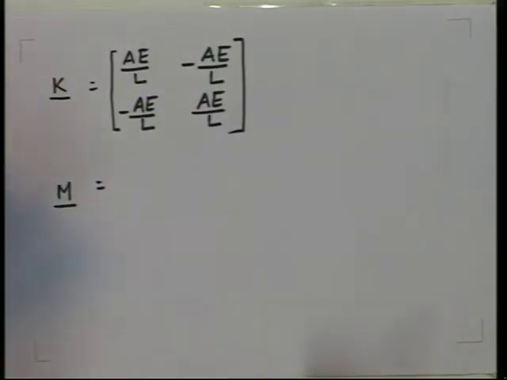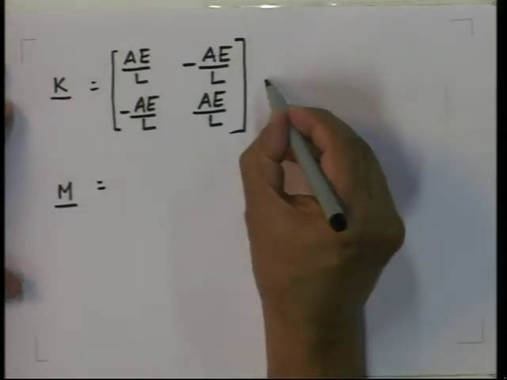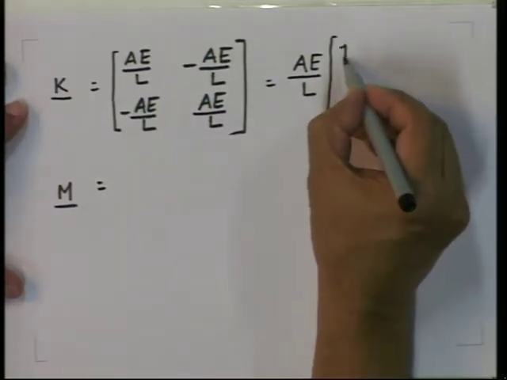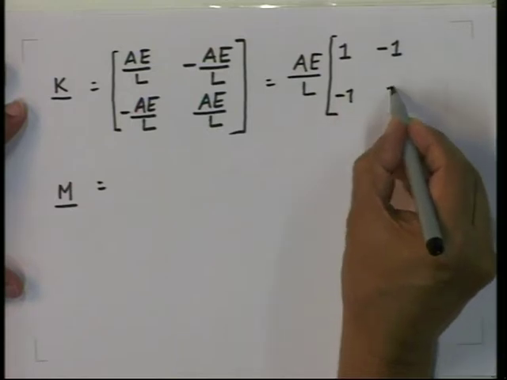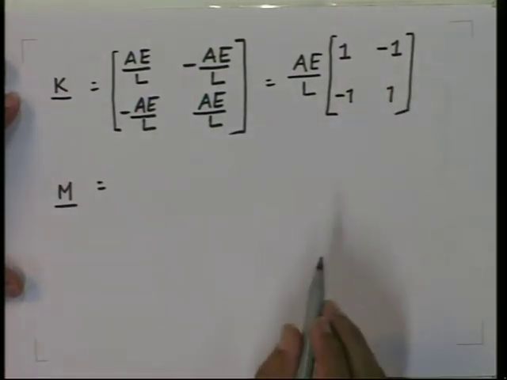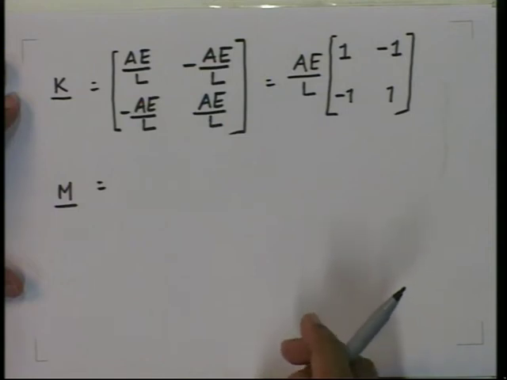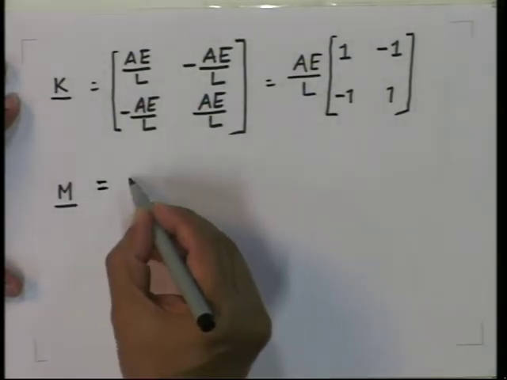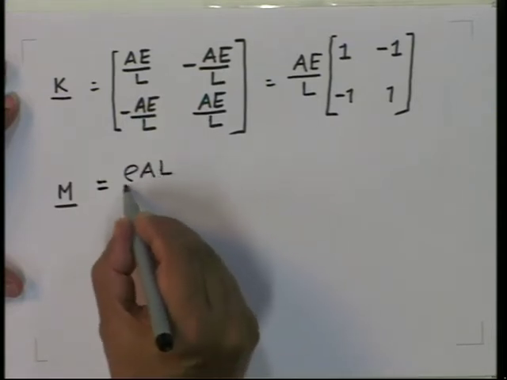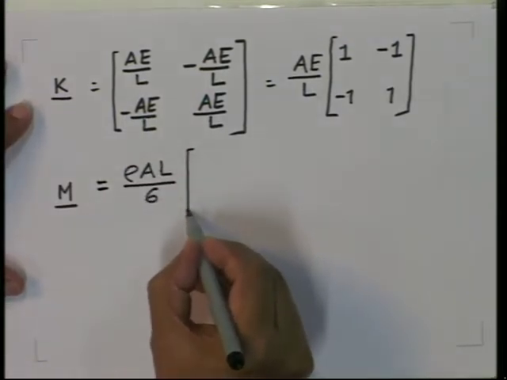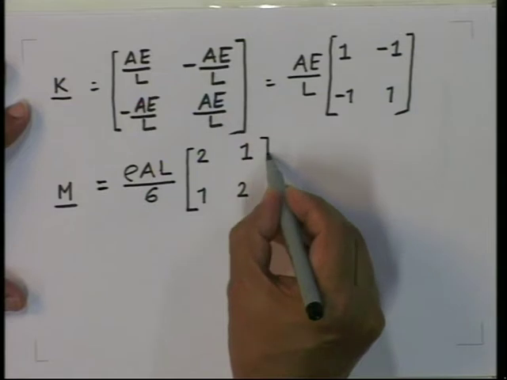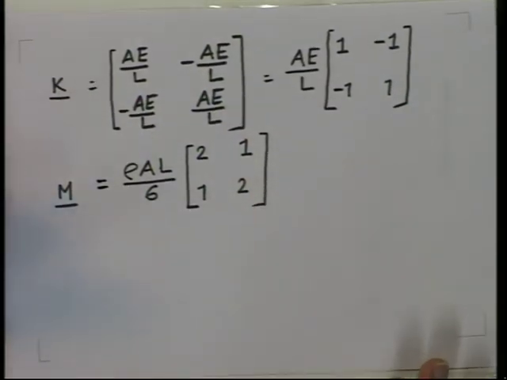And for m, the 4 terms of M come out with rho A L by 6 common here, rho A L by 6, integrated to give 2, 1, 1, 2. This is your matrix.